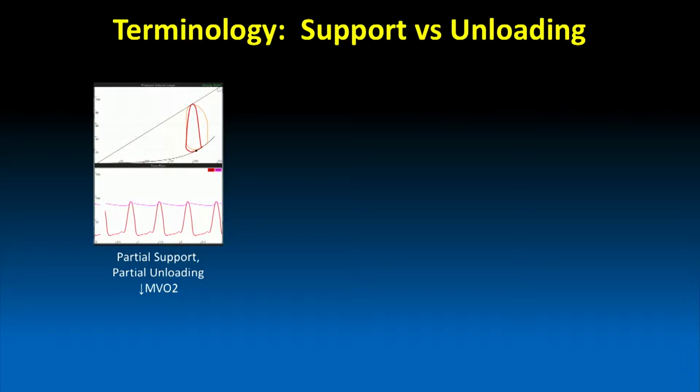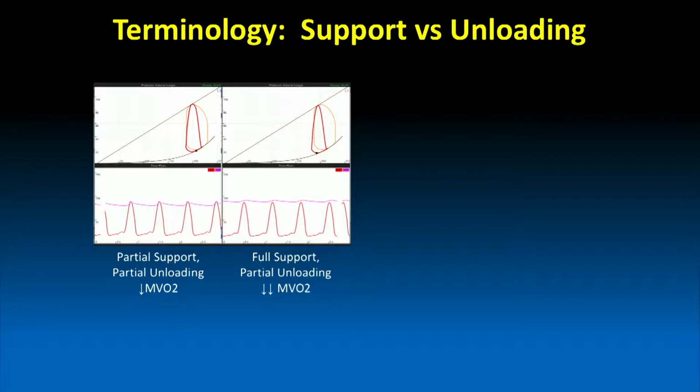So this is a situation where we have partial support. That means that the heart is providing some of the output and the ventricular assist device is providing some of the output. Compared to the baseline, we do have a decrease in the myocardial oxygen consumption, as indexed by a small reduction in the pressure volume area.